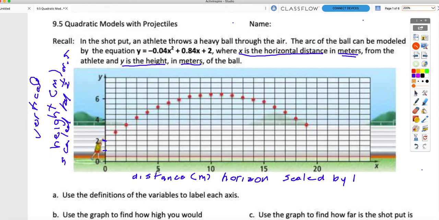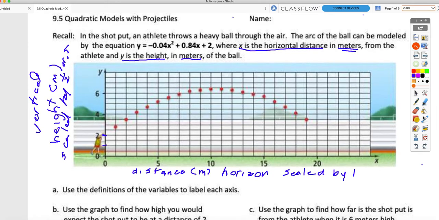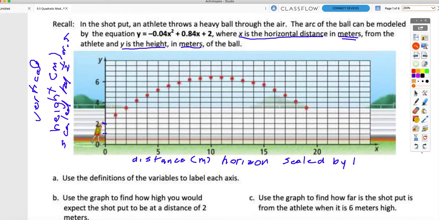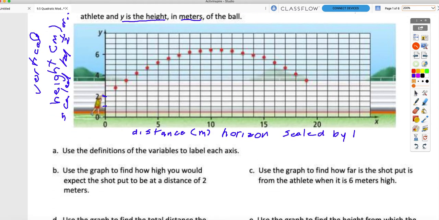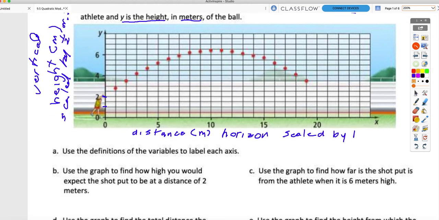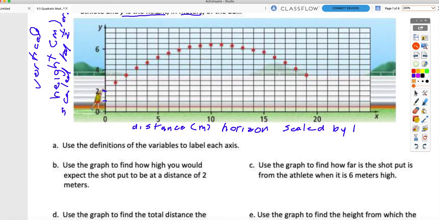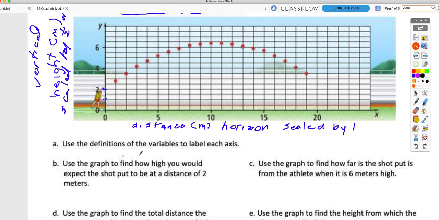All right, there is a question underneath here, and we're going to scroll down a little bit so we can read it. But it's going to be really helpful if we don't have to move this too far so that we can keep the graph on the page and still answer the questions. So, use the graph to find how high you would expect the shot to be at a distance of 2 meters.